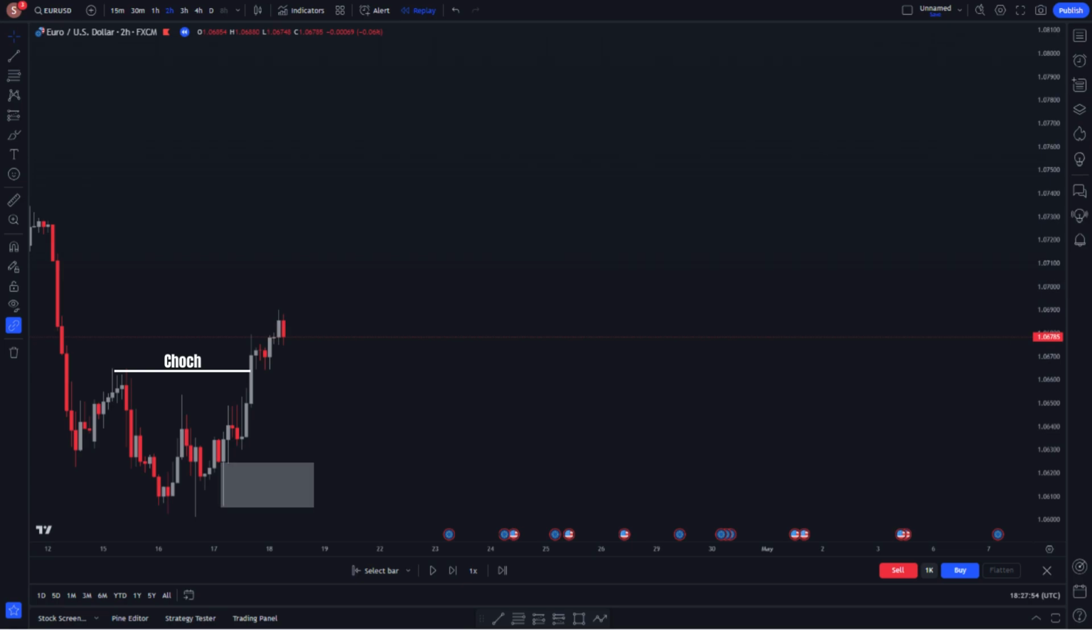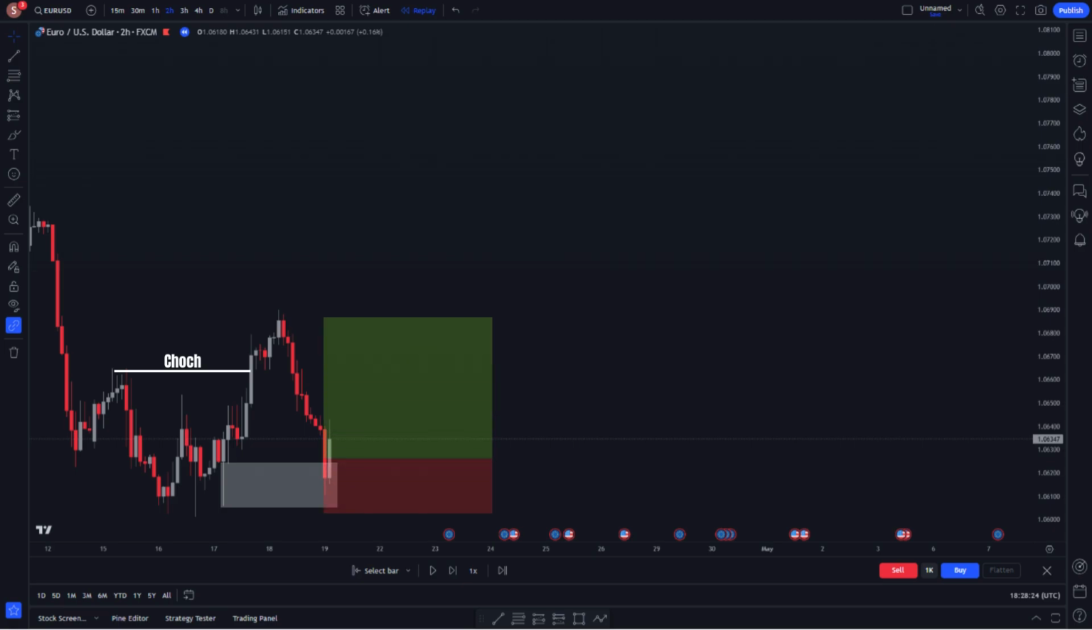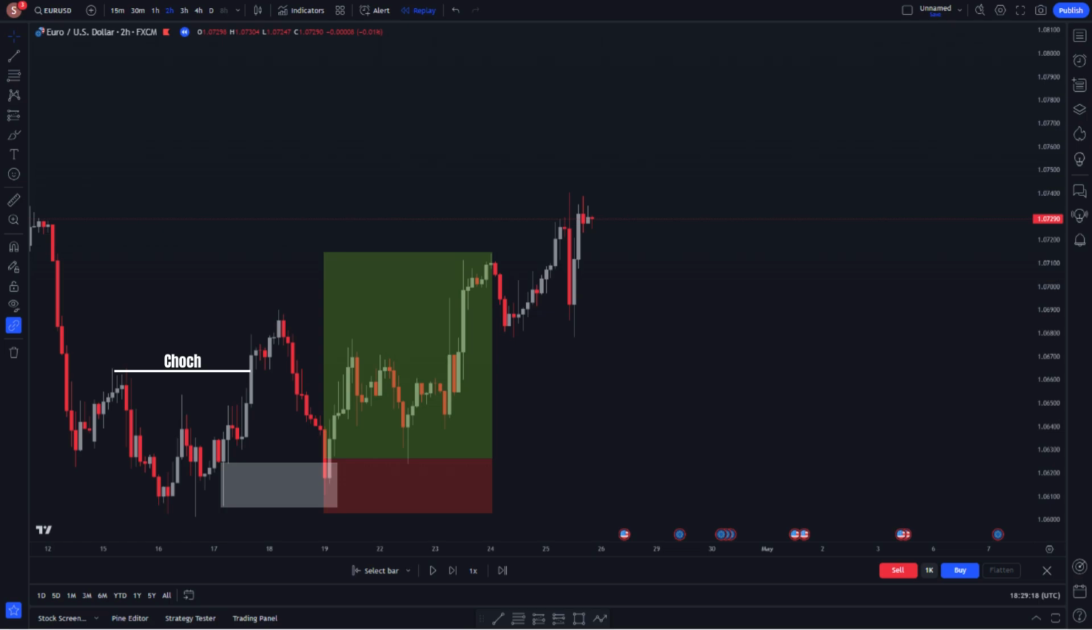You can now mark your demand zone and wait for the price to pull back and retest it. Execute your buy orders, and your take profit should always be just above the local swing high in the pullback phase. As you can see, the market respected our setup and hit our take profit.